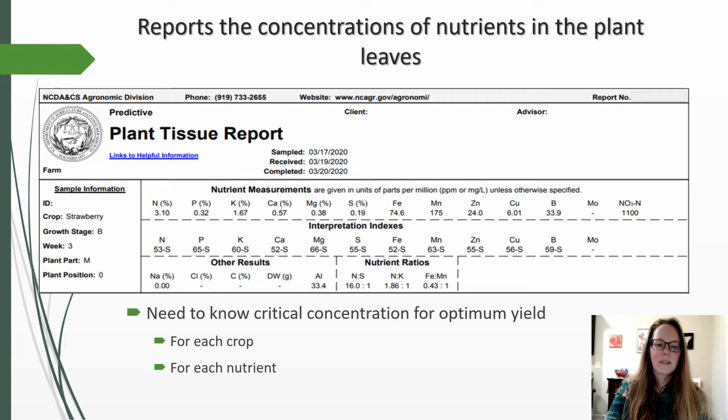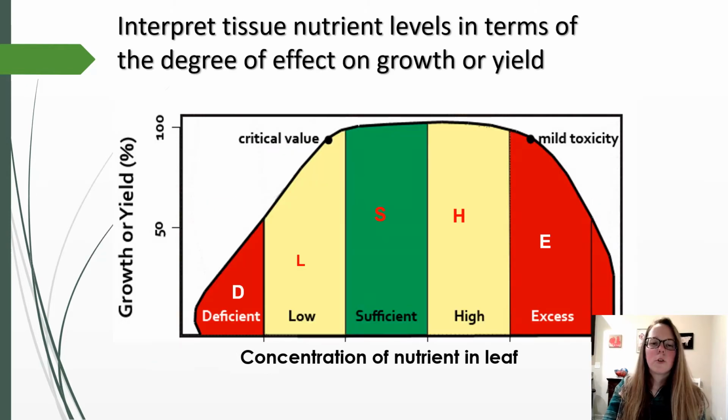As you can see, the macronutrients, which are listed as percentages, and the micronutrients, which are listed in parts per million, are found at the top of this page. However, the concentrations alone are not useful to the grower without a means of interpretation. On the next slide, we will go through how to interpret a tissue report.